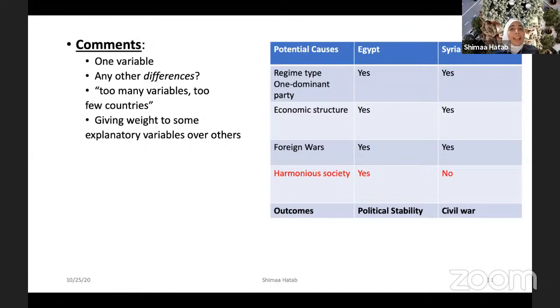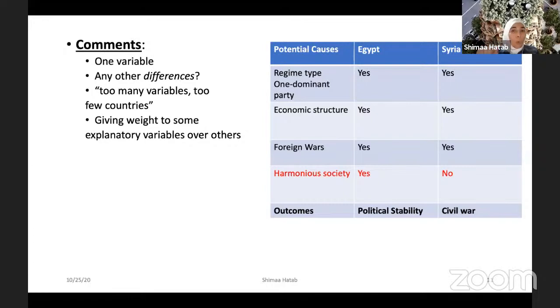But when it comes to society, Egypt has a more harmonious society. The Egyptian society enjoys a higher degree of harmony between its different social groups than Syria, which had a division between Alawis and Sunni. So they are similar in roughly every aspect, but they are different in only one variable or only one aspect.